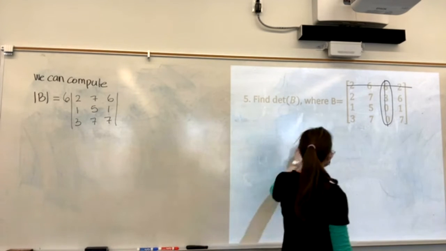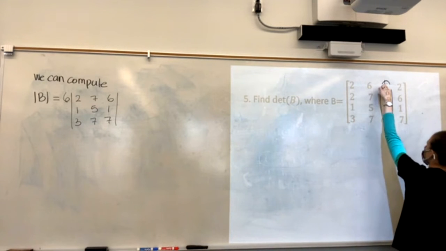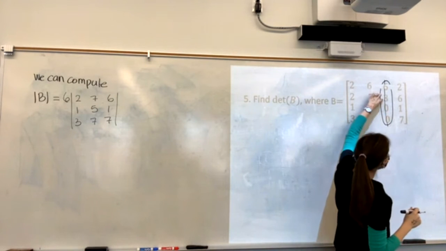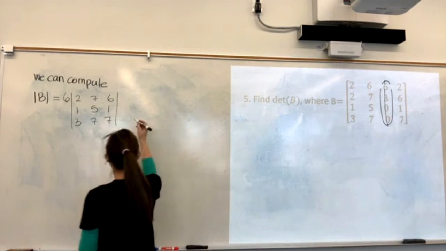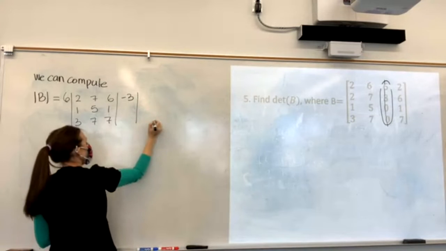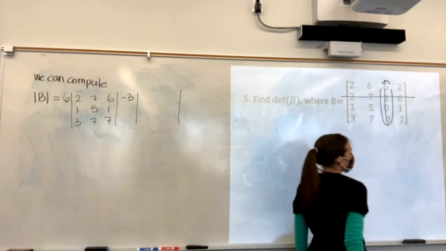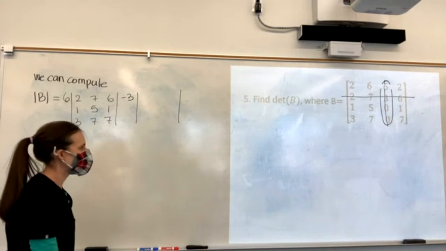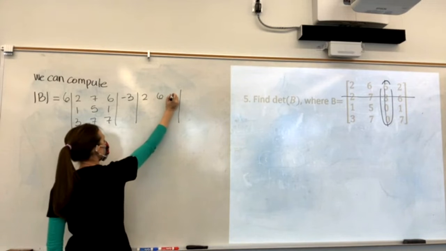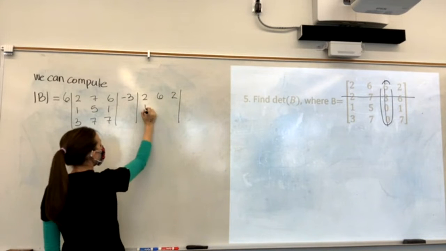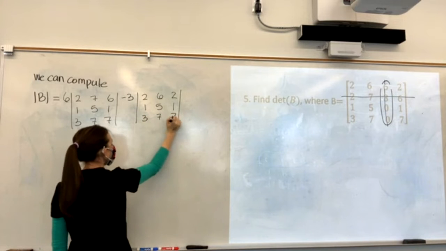Okay. All right, so there's my 6. And again, right, positive, negative, positive. So when I go down, the 3 will be a negative, right? So it'll be a minus 3 times the determinant of what I get when I delete the row and column containing that 3. So that'll be the matrix 2, 6, 2, 1, 5, 1, 3, 7, 7.